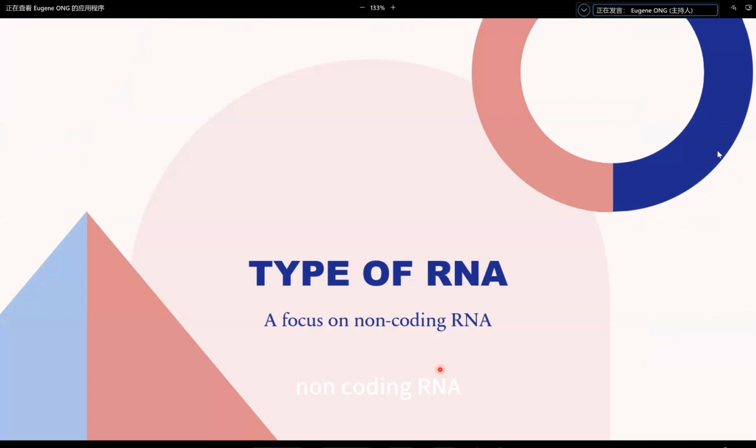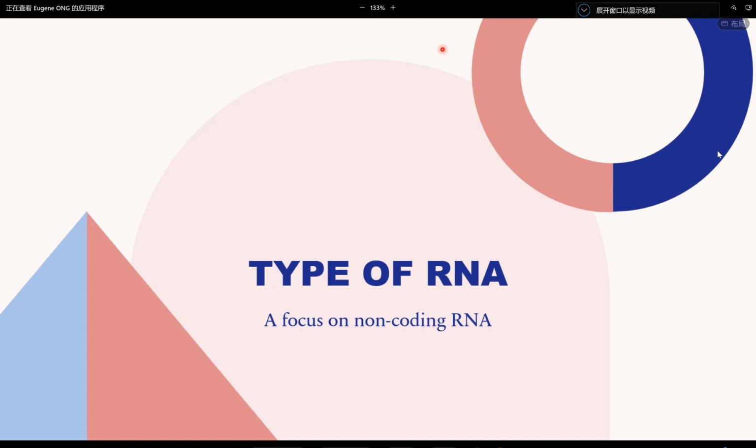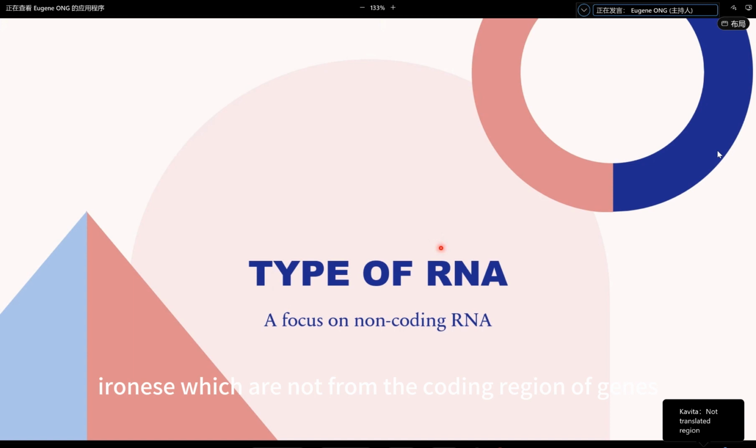How about non-coding RNA? So could we have a quick type into the chat box? What do you think is the meaning of non-coding RNA? The RNA that is spliced out after the splicing, I guess. Yeah, that is possibly one of the meanings of non-coding RNA. So essentially, non-coding RNAs are RNAs which are not from the coding region of genes.